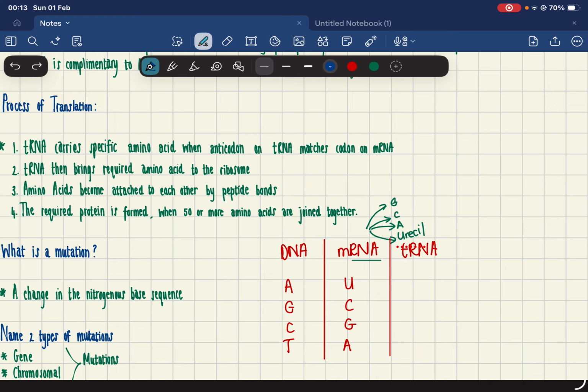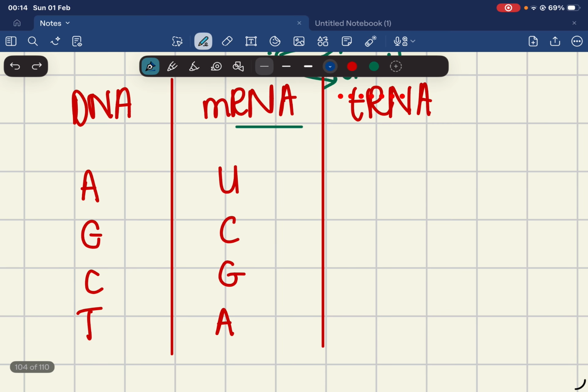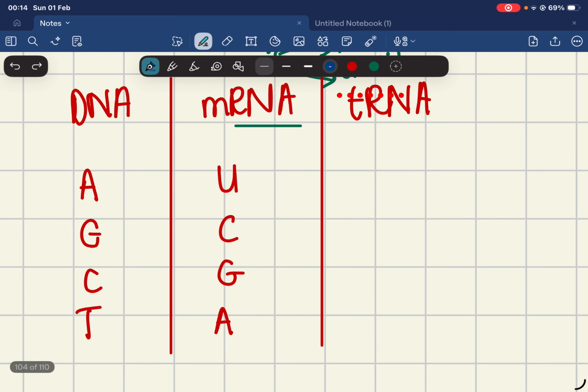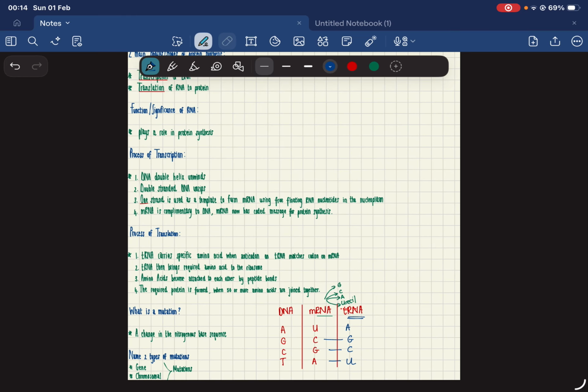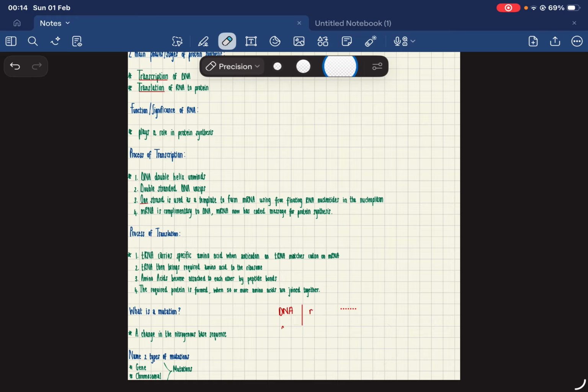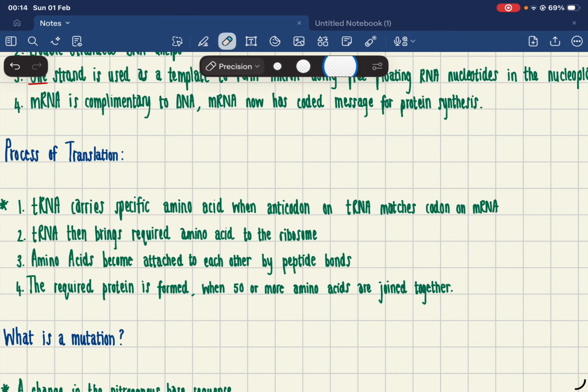What happens is that tRNA carries specific amino acids to the ribosome, right? When the anticodon of tRNA matches the codon of mRNA. So in this case, tRNA would be holding an adenine. And then from there on, because of cytosine, it would be having a guanine. Because of guanine, it would be having a cytosine. And because of adenine, it would be having a uracil, because we're dealing with RNA. RNA only has adenine, guanine, cytosine, and uracil. It does not have thymine.